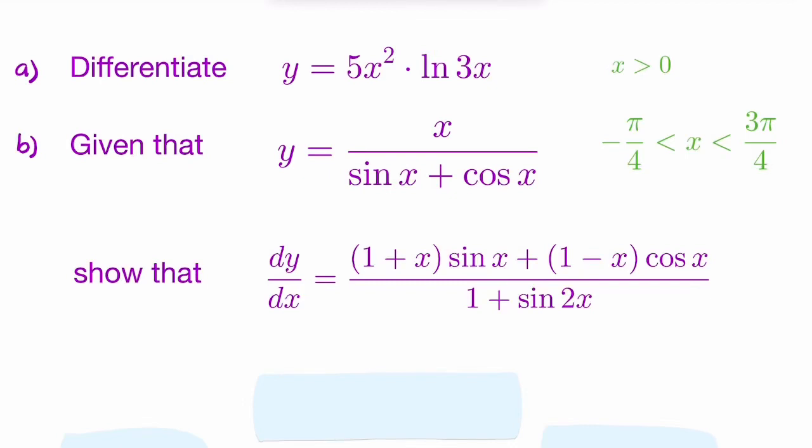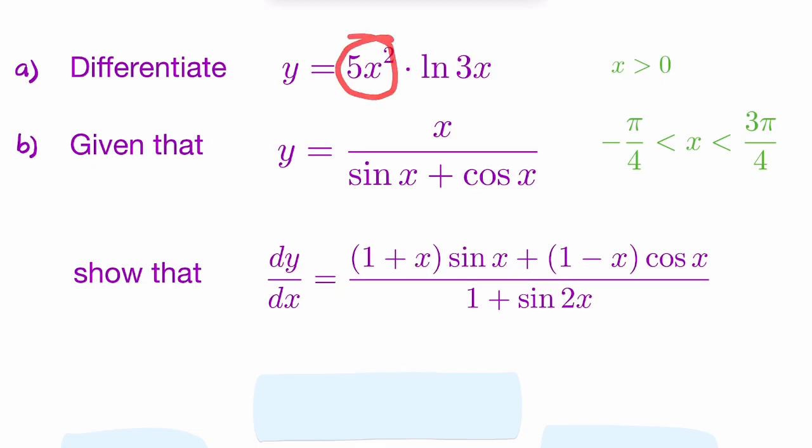So here we're asked to differentiate something that looks like a product, and then in part B, something that looks like a quotient. So it looks like we're going to be using the product rule and the quotient rule. So let's look at part A.